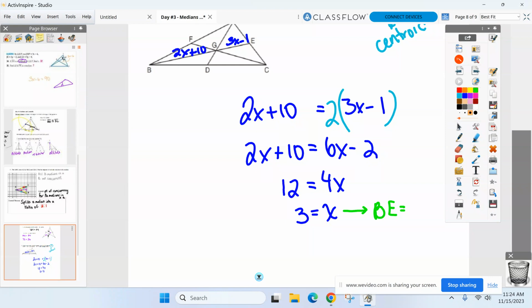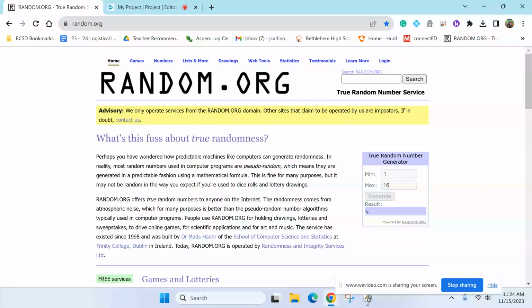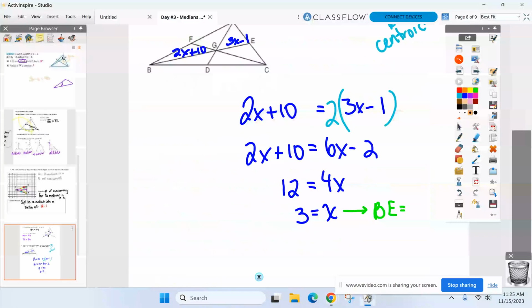Yes, I know x is 3, but I'm looking for BE. So when you're ready, let me find BE. Gianna, when you're ready. 24. Good work.